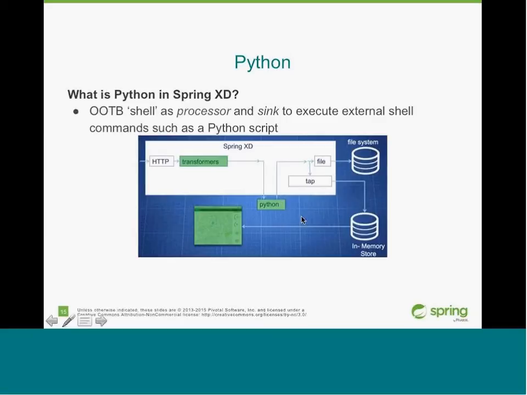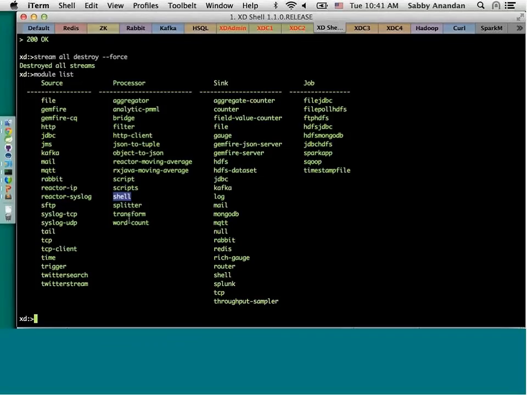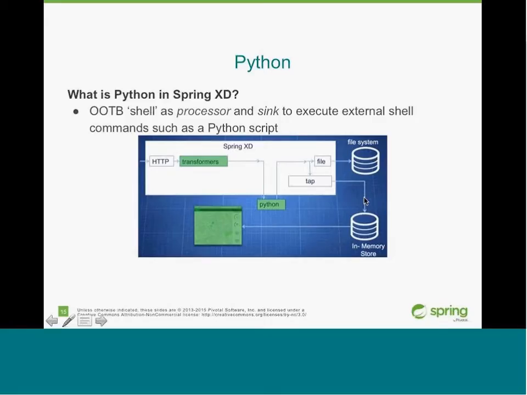So in this visual that you see, the white block is the Spring XD container, and we are consuming data over HTTP, for example, and the transform, an out-of-the-box transform processor module, can transform data to some desired format, and the data is handed over to this Python file. The Python file does all this crunching, and the computation is fed back to the Spring XD runtime, and you can write that data to a file system.